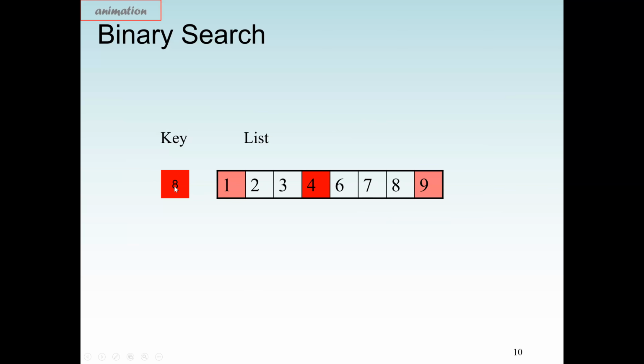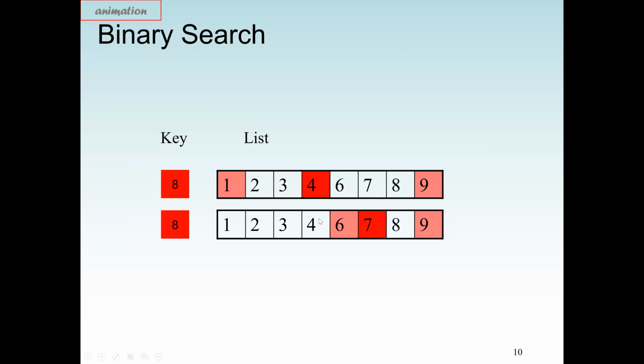So here, for example, we compare our search key 8 with 4. No, 8 is greater than 4. So we are going to ignore the 1, 2, 3 items. So this is what will happen. 1, 2, 3, 4, they are gone. We ignore them. Then we'll come here and look for the middle value.